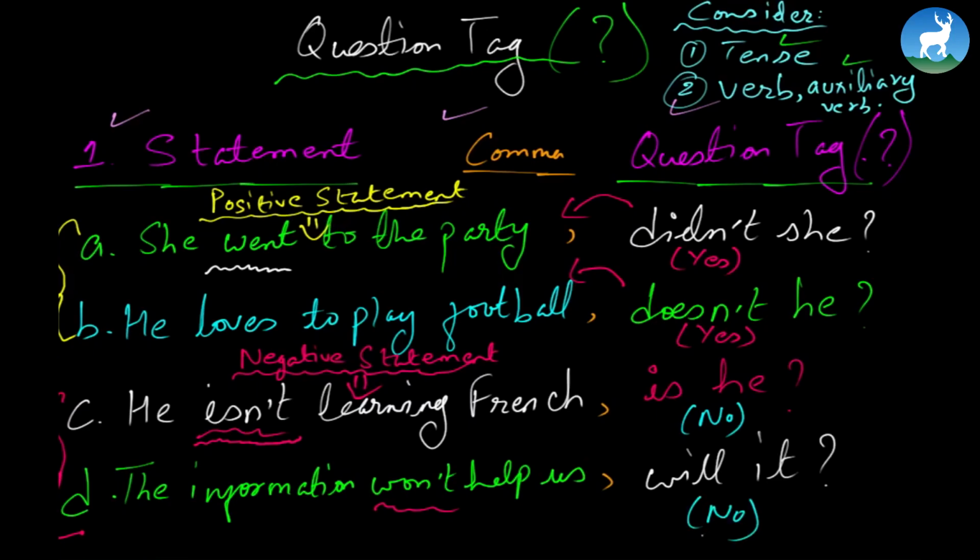See, this is again the next rule to consider. Whenever the question tag is negative, we expect a positive answer, or we expect yes in answer. Whenever the question tag is positive, we expect the answer no. See, for the first one, she went to the party, didn't she? Positive statement, negative question tag, answer is yes. Whenever the statement is negative and the question tag is positive, we expect the answer no. However, there's an exception to it.